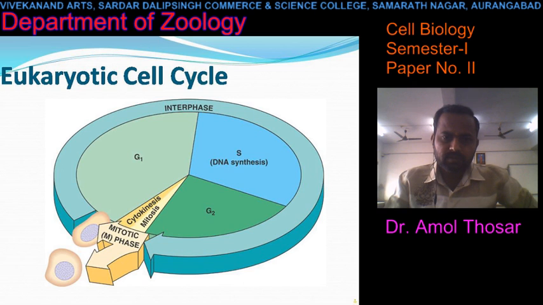These are the G1 phase, the S phase, that is called the DNA synthesis phase, the G2 phase, and the M phase. G1, S, and G2 together are the interphase. M phase is called the mitotic phase. The mitotic phase includes mitosis and cytokinesis, as well as meiosis and cytokinesis.